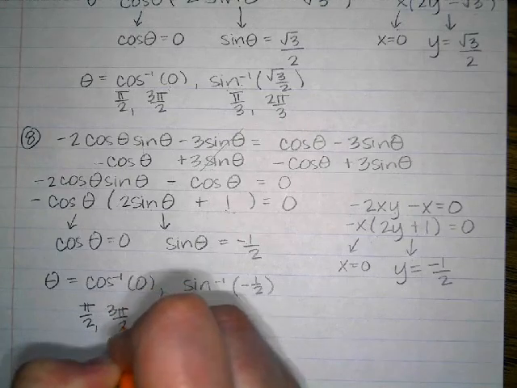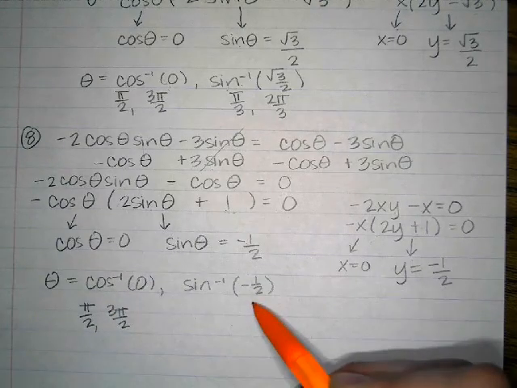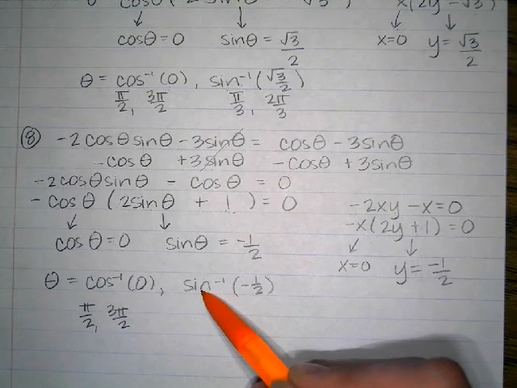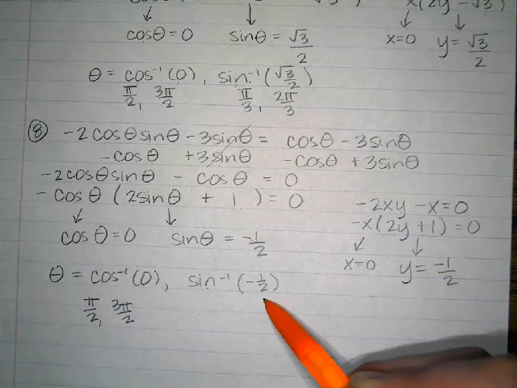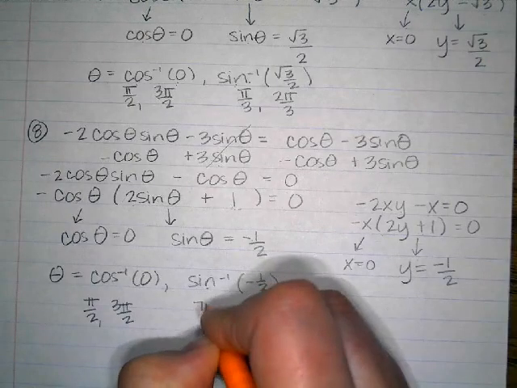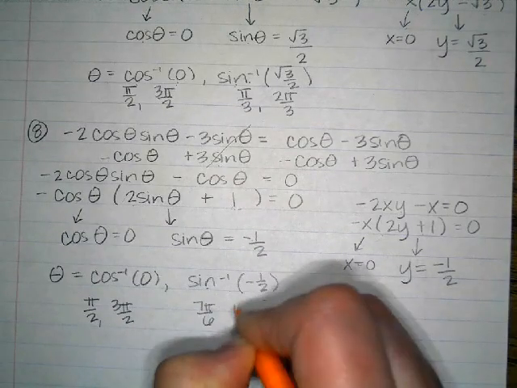Okay, and then over here, we're going to look at the unit circle and find a y-coordinate for sine, a y-coordinate that is negative 1/2. And 11 pi 6. Okay.